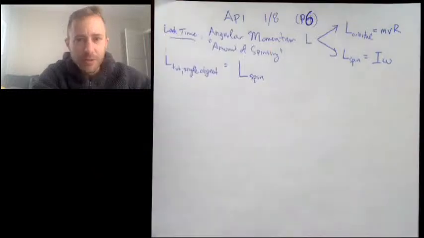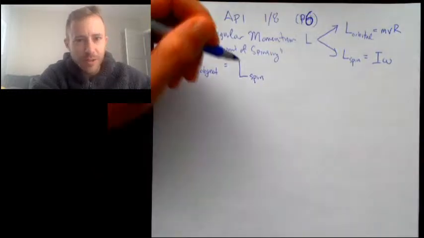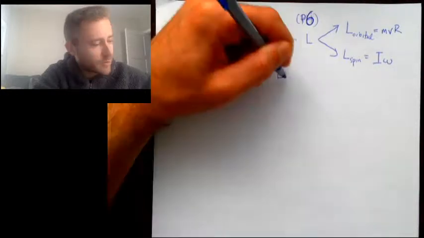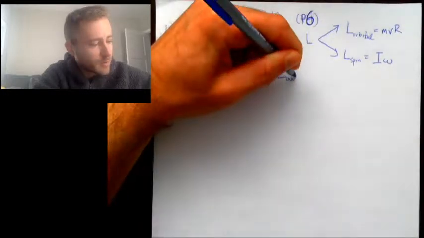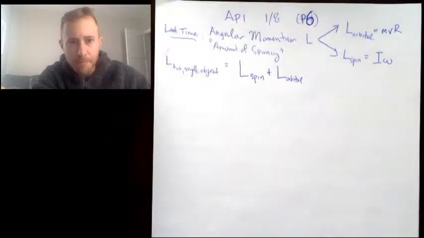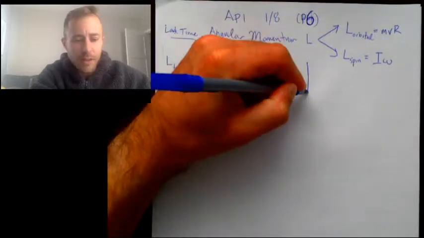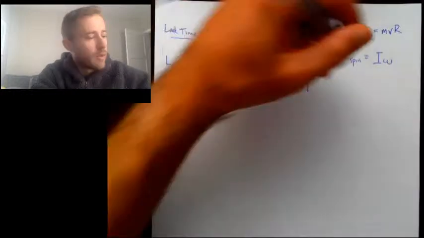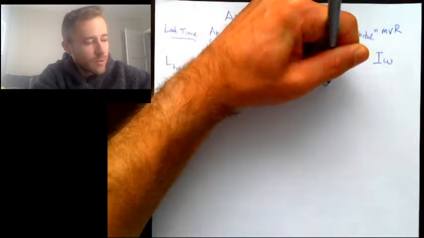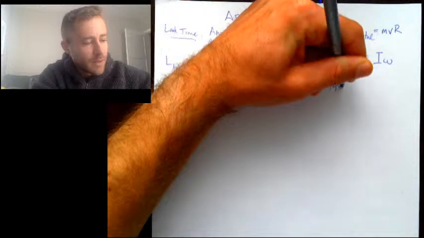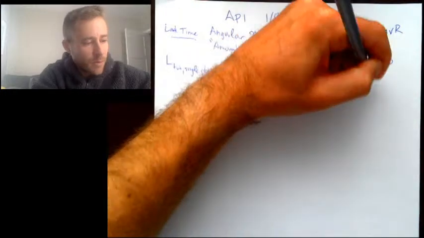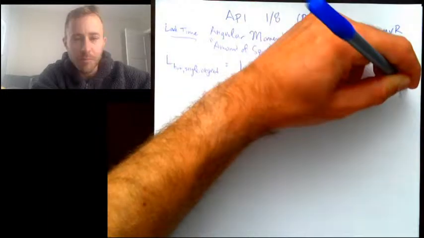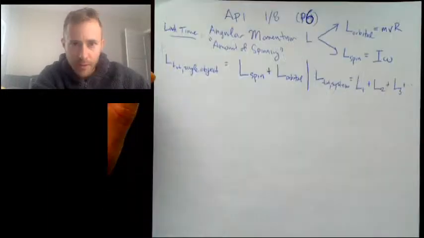The total angular momentum of a single object is the sum of its spin angular momentum and its orbital angular momentum. If you have more than one object in the system, then the total angular momentum of the system is the sum of the individual angular momenta of its components.